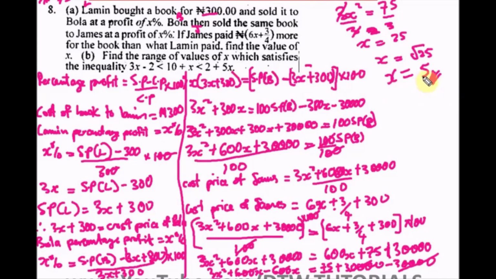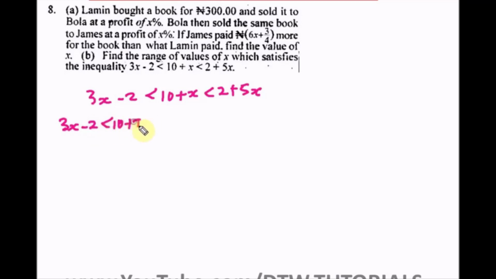Alright, so the answer for question 8A of the WASSCE 2018 Mathematics Theory question is 5. Question 8B of the WASSCE 2018 Mathematics Theory question says, find the range of values of x which satisfies the inequality: 3x minus 2 less than 10 plus x less than 2 plus 5x. Okay, so from here we simplify first this and this, then this and this. So in doing the first one, we have 3x minus 2 less than 10 plus x.